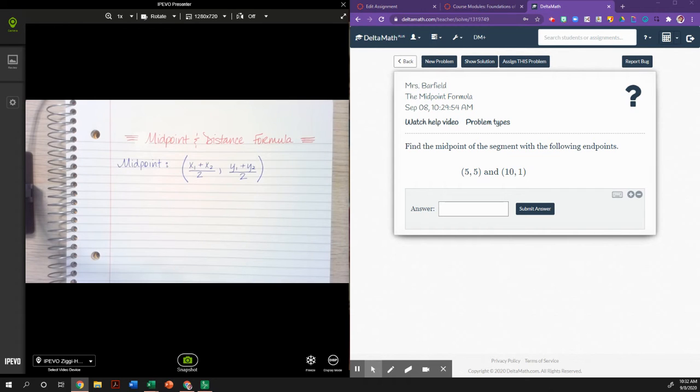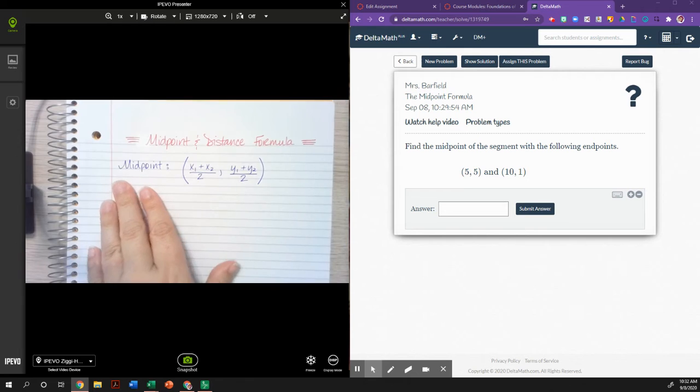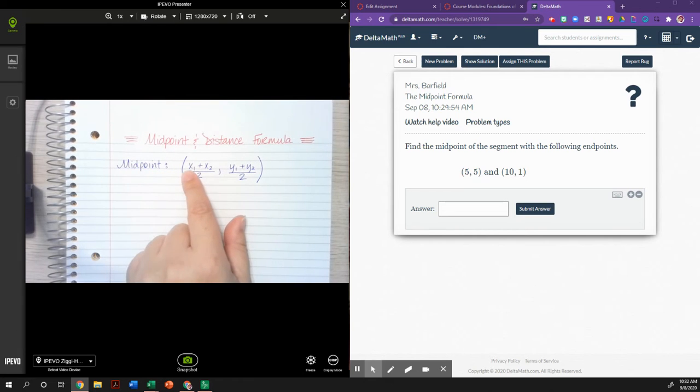And you can see here on the left, I have the formula for the midpoint as x1 plus x2 divided by 2 and y1 plus y2 divided by 2. All right. So if we look on the right hand side, it says find the midpoint of the segment with the following endpoints.